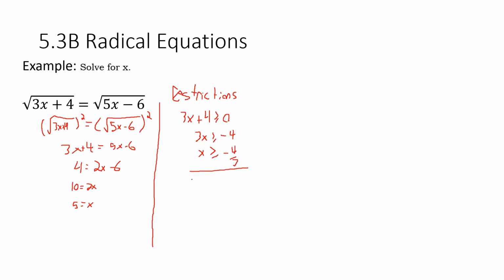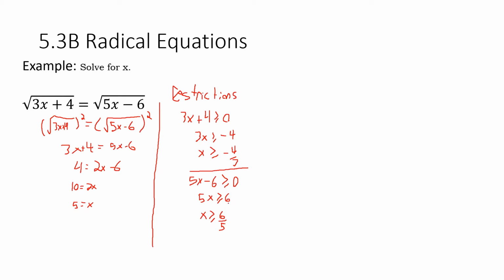Also, we need 5x minus 6 to be greater than or equal to 0. So add 6 to both sides, and we'll find that 5x must be greater than or equal to 6. Divide both sides by 5. X must be greater than or equal to 6/5. Now, x has to be greater than or equal to negative 4/3, but it also has to be greater than or equal to 6/5. So the values in between negative 4/3 and 6/5, those won't work.